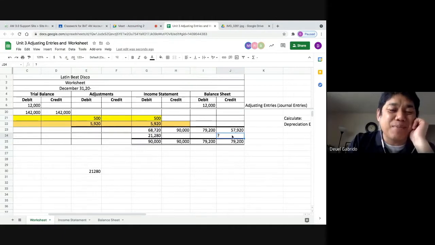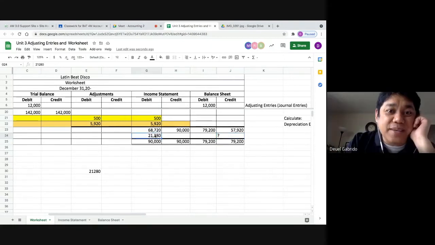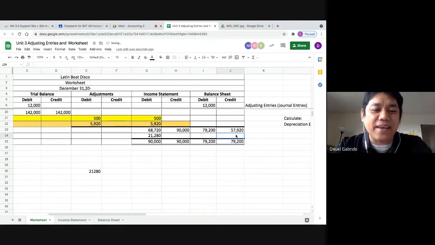So what is this number that we are using? We take it from another place. 21,280? Yes. So that's the same as the net income, right? Actually, that must be right. 21,280 must be the correct number. 21,280.